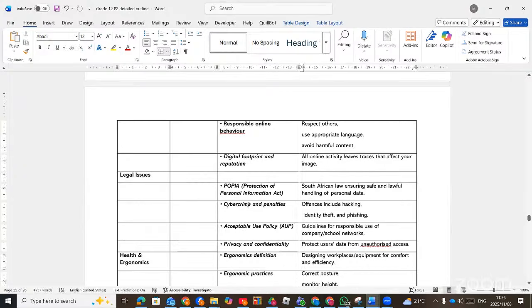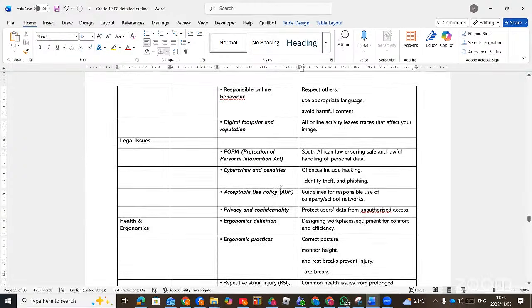Then the POPI Act, the Protection of Personal Information Act, which is a South African law ensuring safe and lawful handling of personal data. So when people use your data without your acknowledgement, that is against the POPI Act, like taking people's pictures and others. Cybercrime and penalties. There are so many cyber crimes we are going to discuss. What are some of the penalties that you can be involved in? Offenses like identity theft and phishing, you can have a lot of consequences.